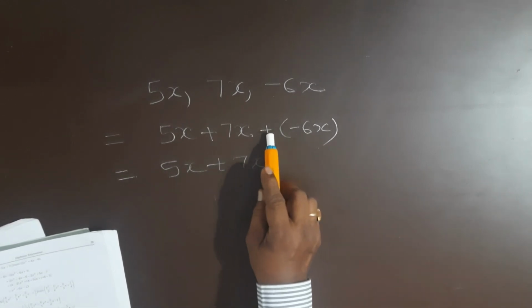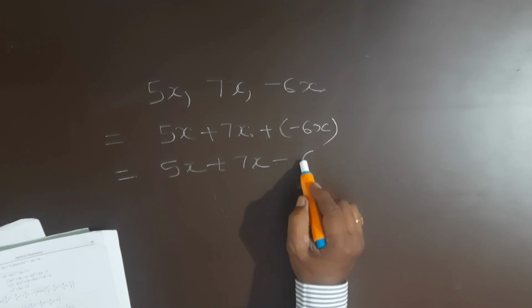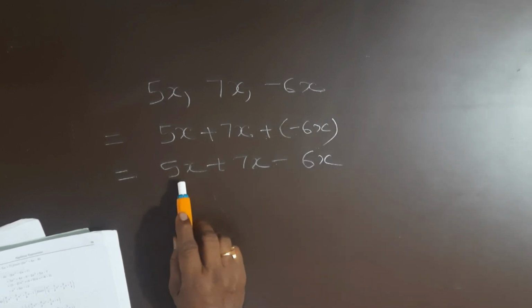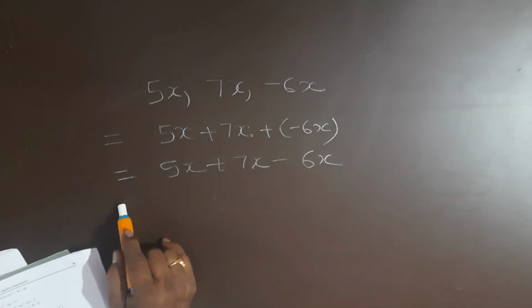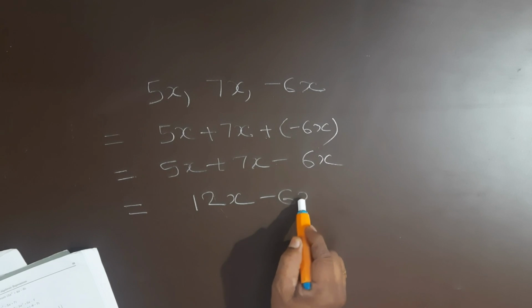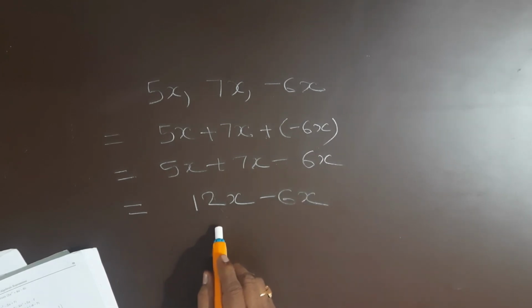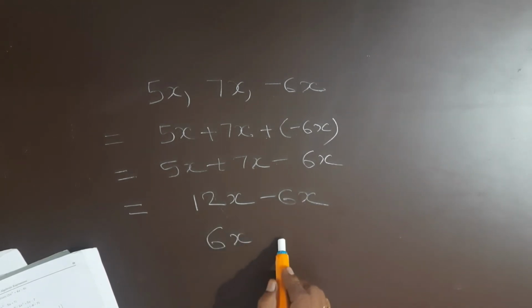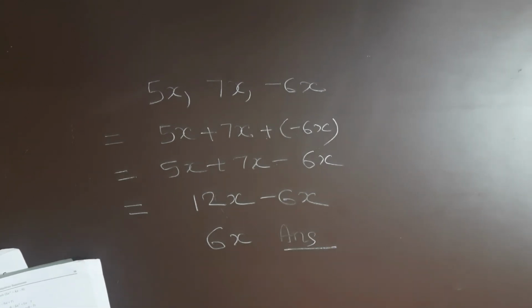Now again you write: is equal to 5x plus 7x. What is plus minus? Plus minus becomes minus 6x. 5x plus 7x is equal to how much? 12x. And this is 6x. Now 12x minus 6x is how much? 6x. So this is your final answer. Now pause the video, note it down, and try to do it without seeing this one. Now we will proceed to the next question.